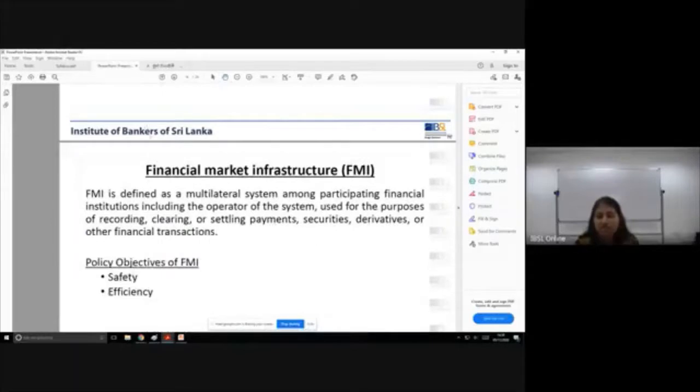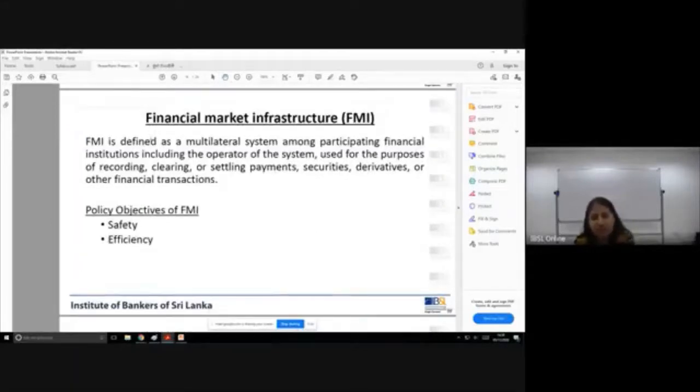Financial market infrastructure is the platform that allows you to do these fund transfers, the security financial instrument transfers, to be done smoothly. So let's see what that is. FMI is the multilateral system among the participating financial institutions, including the operator itself, and you use it to record, clear, settle payments, securities, derivatives, and other financial transactions.